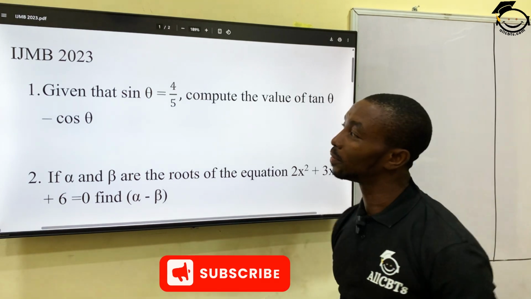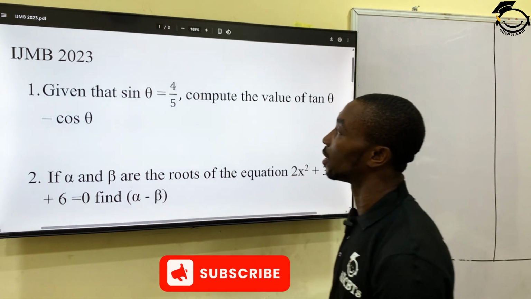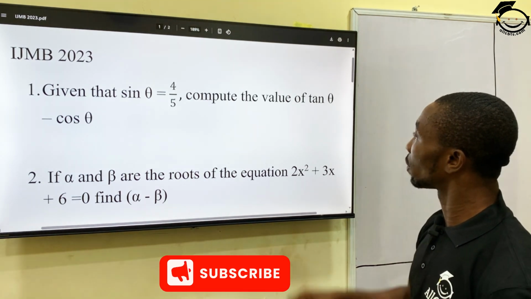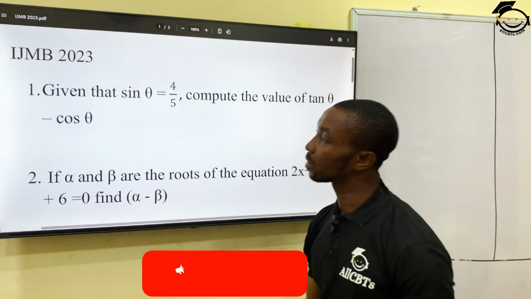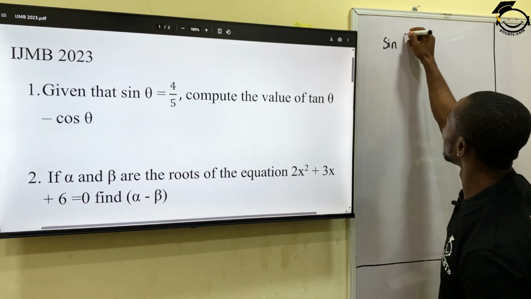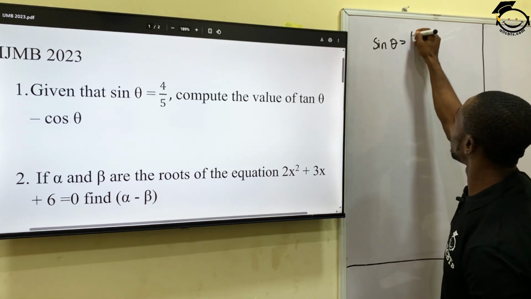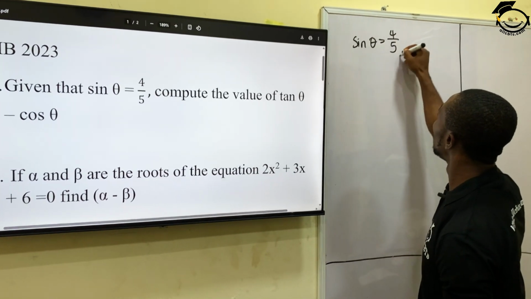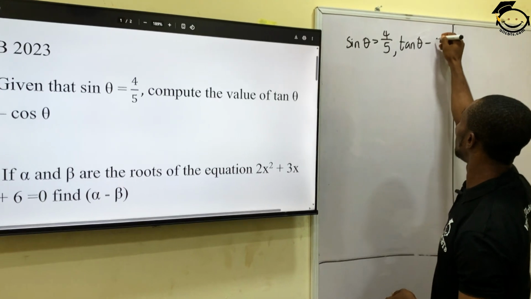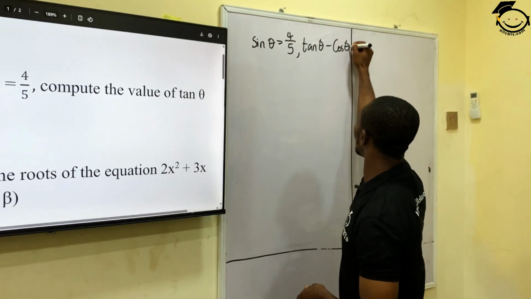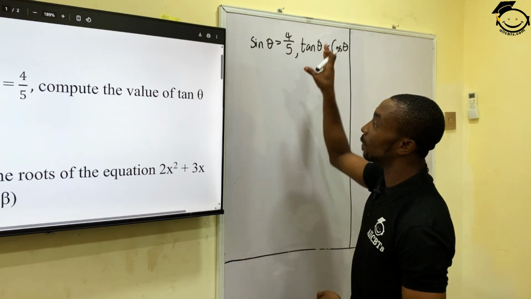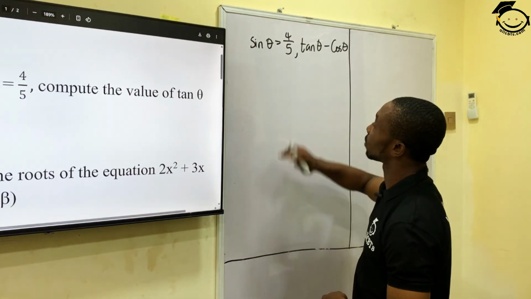So our question 1. Given that sine theta equals 4 over 5, compute the value of tan theta minus cos theta. Now, if we have sine theta equals 4 over 5, we are asked to find tan theta minus cos theta. Before we can do this, we'll first of all find out the values of tan theta and cos theta.